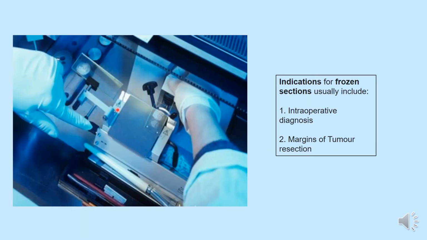Now this is how sectioning is done. All right, so this is the microtome. You have the block placed over there and the thin blade placed over here, and when the microtome is rotated, you get these thin sections. These sections are then immediately stained, and then intraoperative diagnosis is given to our surgeons.